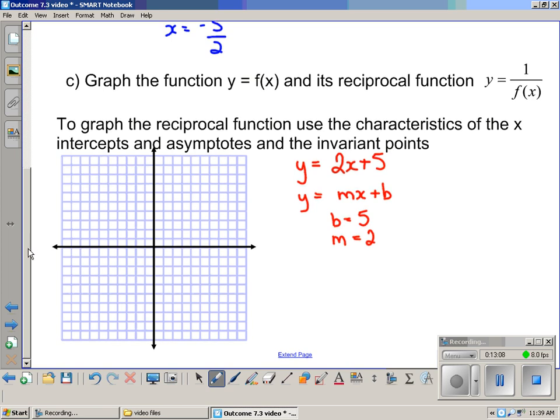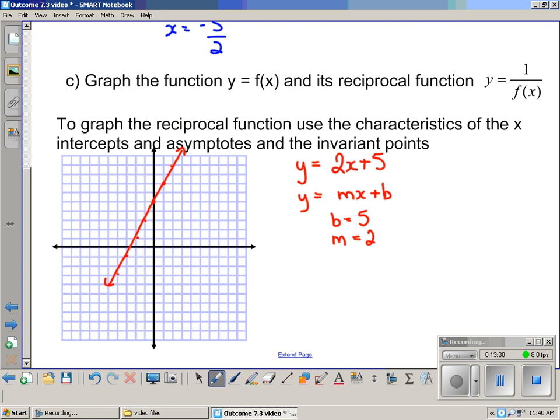So let's graph that. My y-intercept is 5. I'm going to come up to +5. If my slope is 2, it means I'm going up 2 and over 1. And so my graph will look like this. I'll just connect those dots.